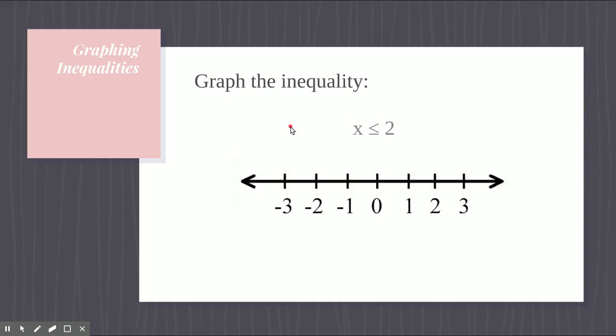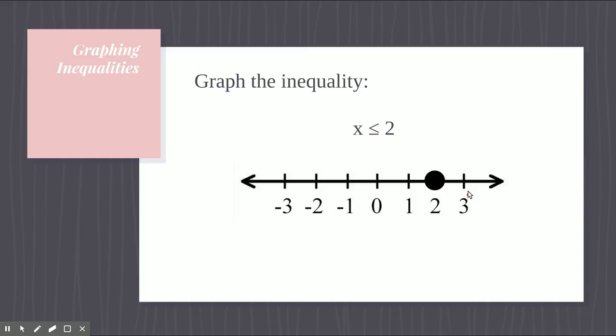All right, let's try x is less than or equal to 2. Now before, when we had the equal sign, we had a closed dot. In this same way, since there is that line underneath that represents that equal to part, we end up with a closed dot on 2, all because of that line. Then you have to ask yourself, okay, which numbers are going to be solutions, the ones to the right or the ones to the left?